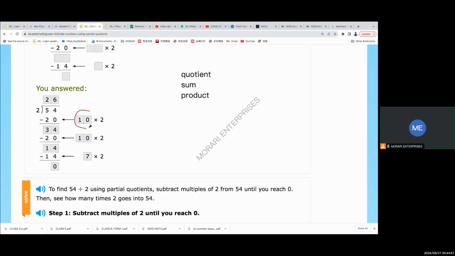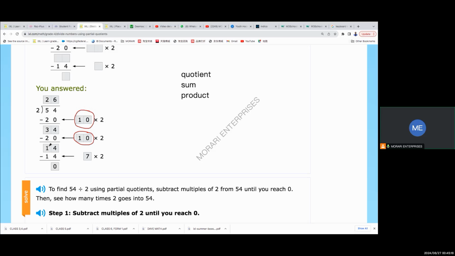We can remove 10 twos from 54. And we're left with 34. So 54 minus 20 will be 34. So 34, we remove another 20. So it means we remove another 10 twos. So altogether, we remove 20 twos. Okay, 10 and 10 is 20. So this is the second quotient.